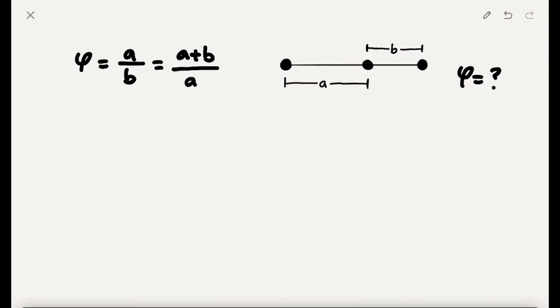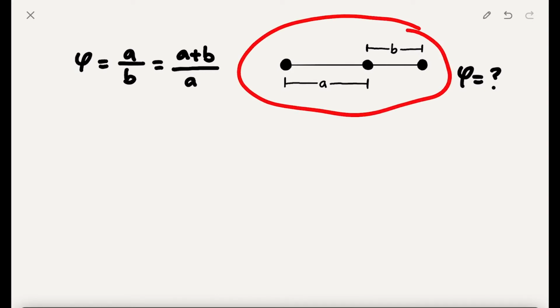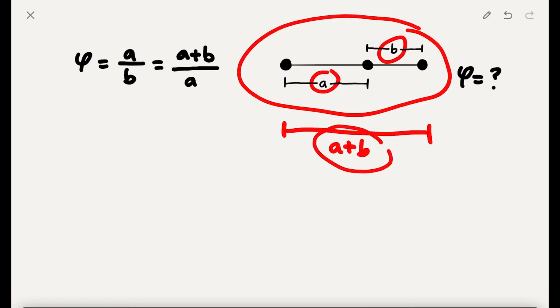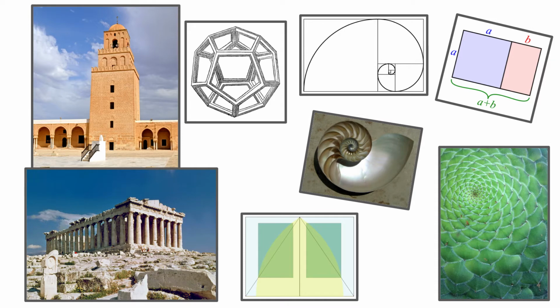So if you can imagine this length right here all the way across, it would be A plus B. If you do the ratio of A over B, it should equal the ratio of the entire thing divided by A. Based on a ratio between two lengths and the sum of their lengths, essentially, to get what this golden ratio is. Now, this ratio is used in a lot of art pieces.